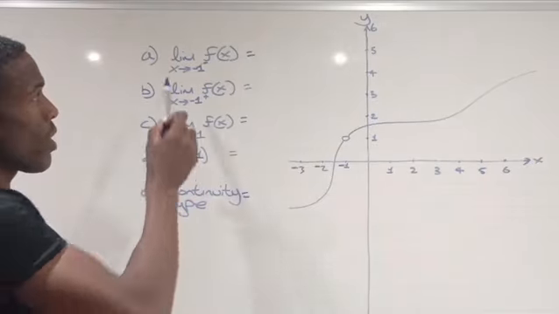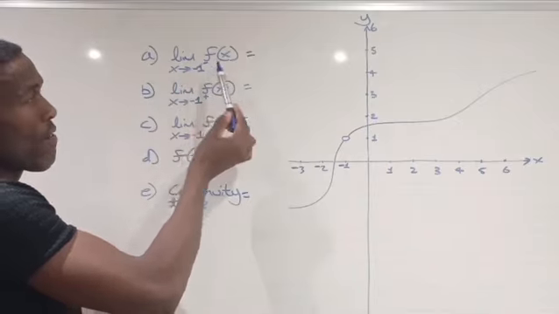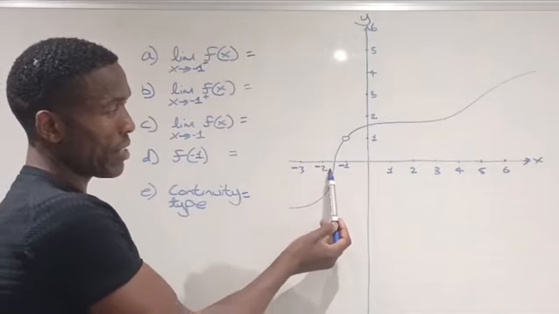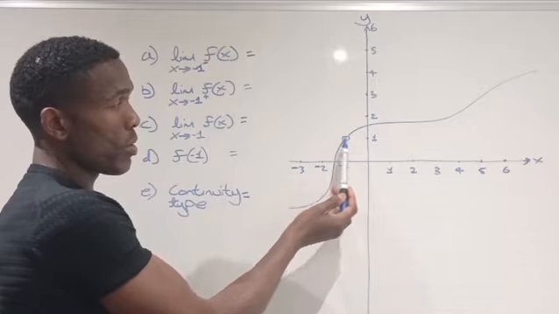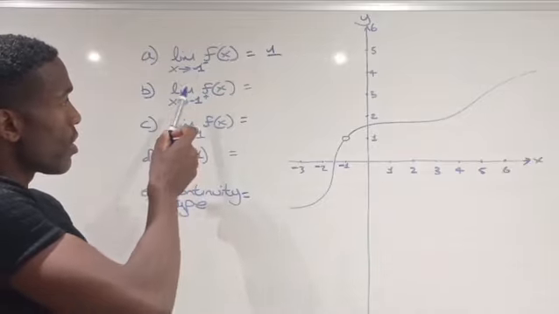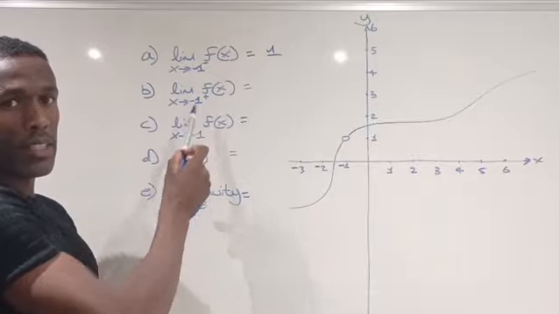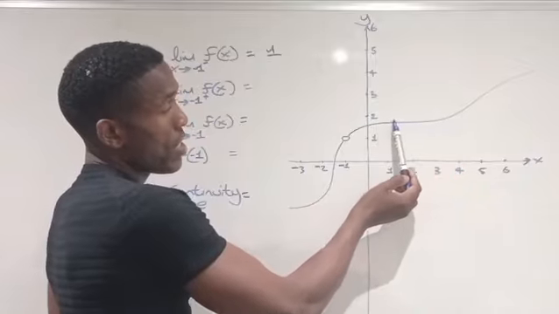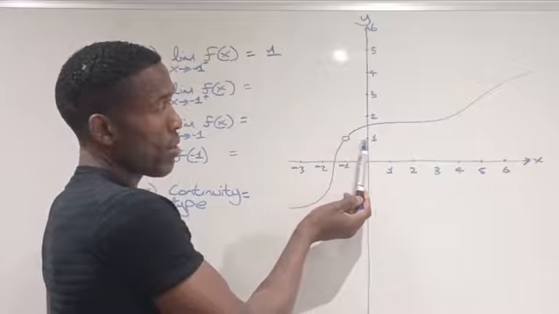In this example, we're asked, what's the limit of the function as x approaches -1 from the left-hand side? So again, we'll trace the function through from the left-hand side until x equals -1, and we'll see the corresponding y value is 1. What's the limit of the function as x approaches -1 from the right-hand side? So again, trace the function through from the right-hand side until x equals -1, and we'll see the corresponding y value is 1.